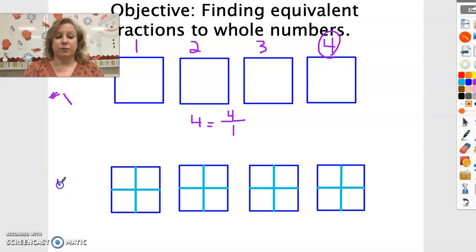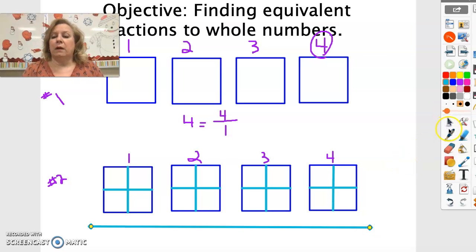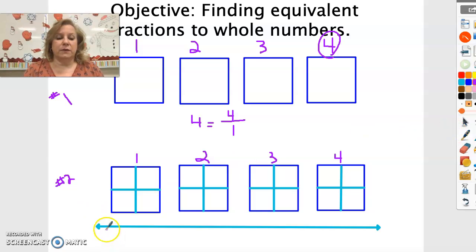This is model number 2. And what's happening here is, again, I have 4 whole squares. But each whole square is divided into 4 parts. So let me just draw a number line really quick here. If I put a number line underneath here, this point would be 0, and I'm going to spread it out a little bit more.